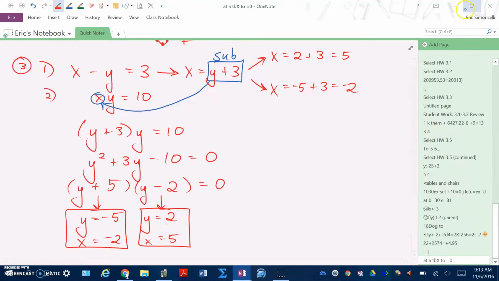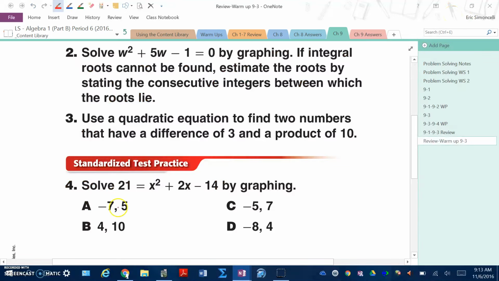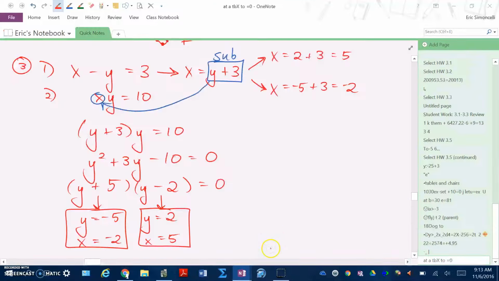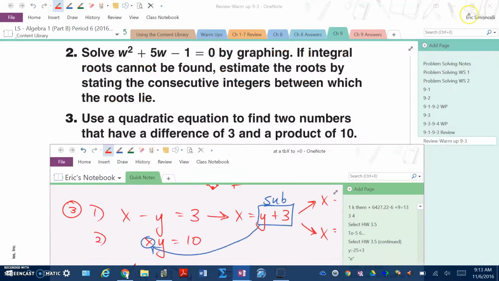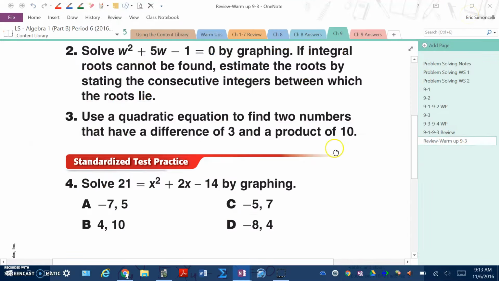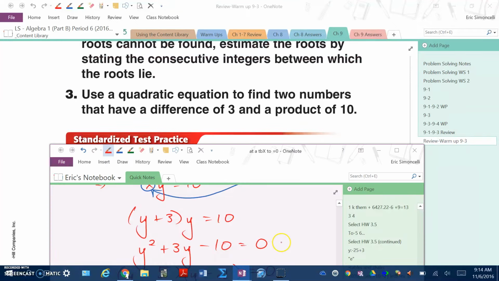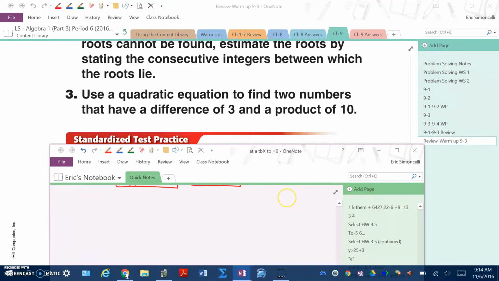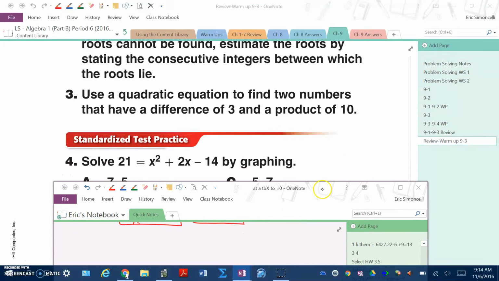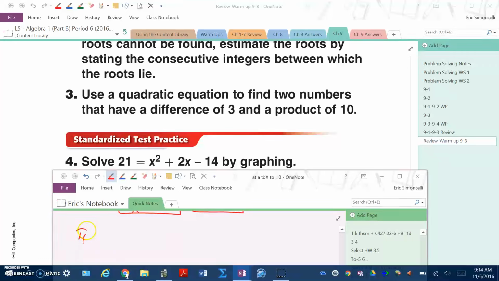Let's move on. Solve this quadratic by graphing. What I would like to do to kind of kick the problem off here is rewrite the problem by setting it equal to 0. We'll do that first. Slide this up a bit. So then we'll see the following. If I subtract 21 from both sides, x squared plus 2x minus 35 equals 0.